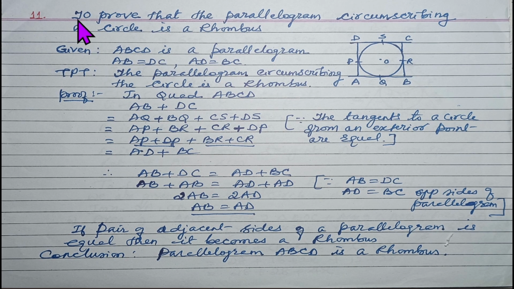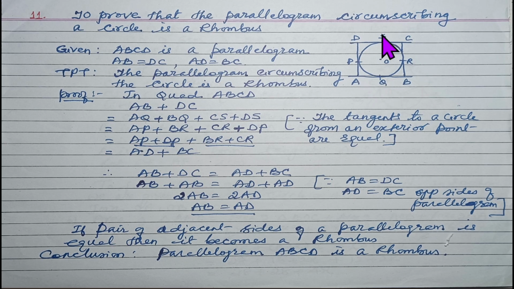Now coming to example number 11, to prove that a parallelogram circumscribing a circle is a rhombus. That means we are given a circle with center O, and we have drawn a parallelogram here, that is ABCD. ABCD is a parallelogram. That means AB is equal to DC and AD is equal to BC. Now we have to prove that ABCD is a rhombus.